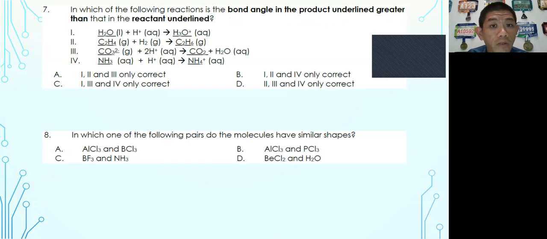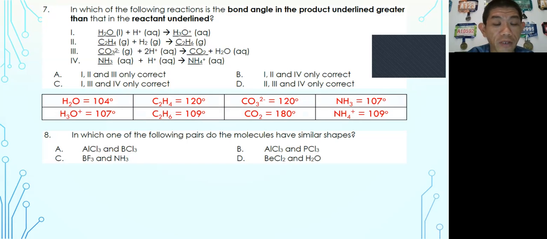Okay, number 7. In which of the following reactions is the bonding angle in the product underlined greater than the reactant underlined? So in here you have to slowly one by one deduce what the angles are for all of them. So you have to be patient in this case, where in here we start from H2O. Now, H2O, because it is bent, has 104 degrees. H3O plus is trigonal pyramidal, so you have 107, so it is greater. So number 1 is correct.